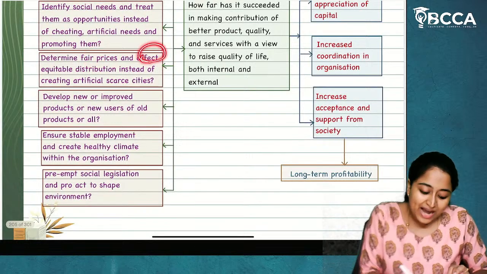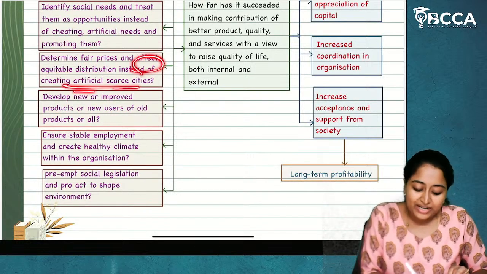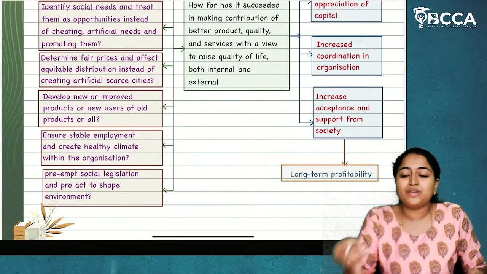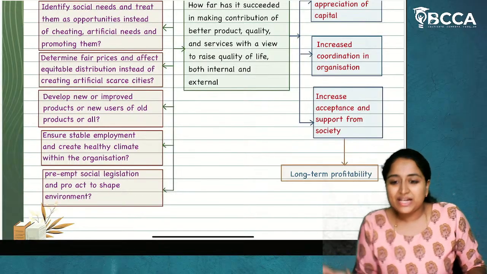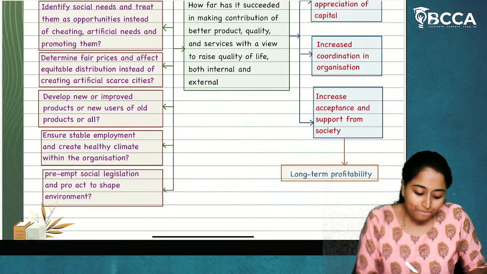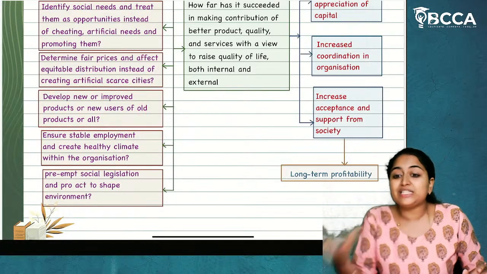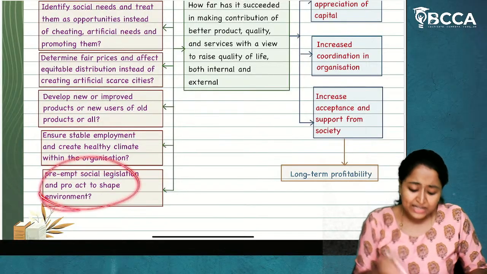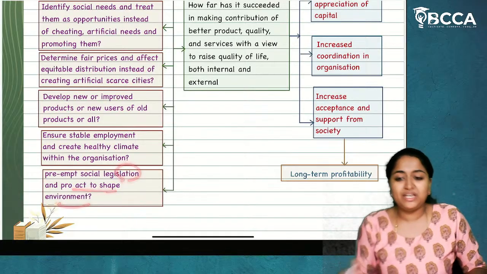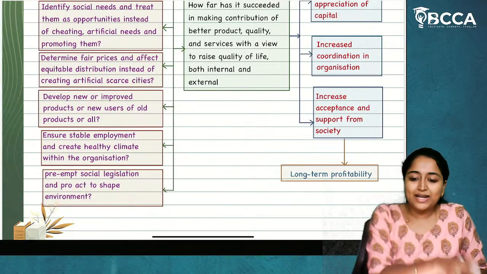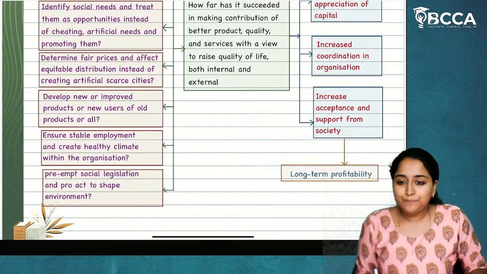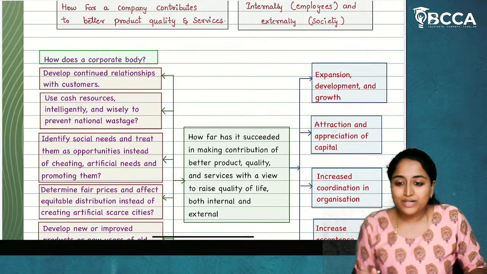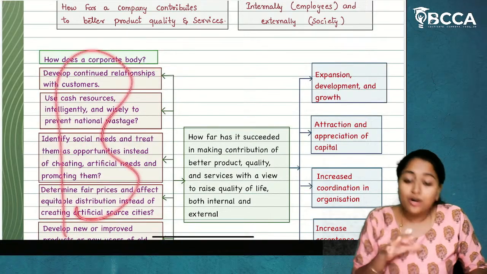Determine fair prices and effect equitable distribution instead of creating artificial scarcities. If there is actually a product, you have to provide it at fair prices rather than creating a scarcity and increasing the price of the product. Develop new products or improve the old products for customers. Ensure stable employment, preempt social legislation and be proactive in shaping the environment. You have to depend upon organizational improvement as well as social improvement. So all these are the conceptual framework of the corporate service audit, and the organization should make sure that it is doing all these things.